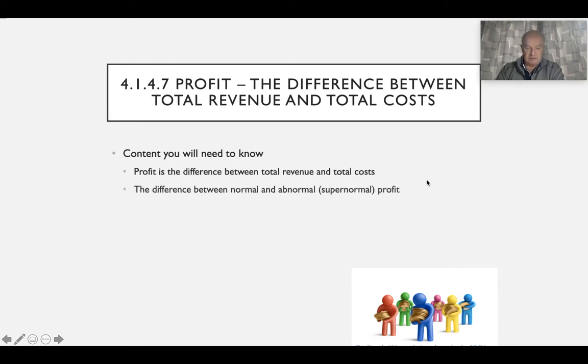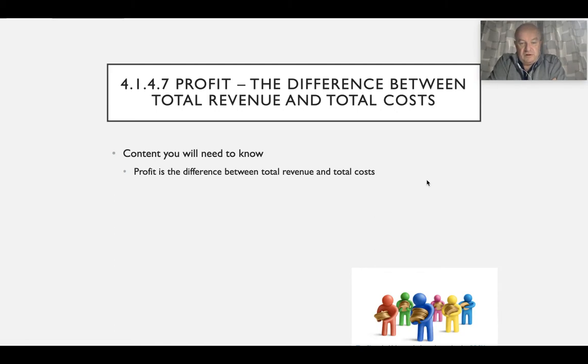The content you're going to need to know. First and foremost, what the profit is exactly like we just described. It's the difference between total revenue and total cost. And we also need to be able to differentiate between what are normal and abnormal or supernormal profits.